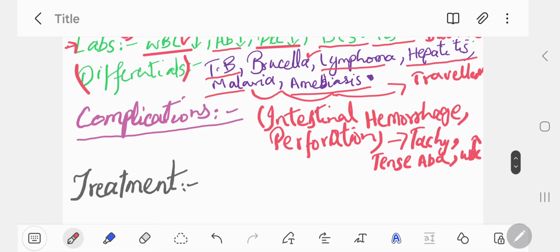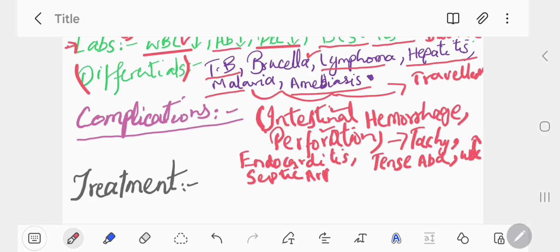There are some other complications that are less common, and the important complications are these: intestinal hemorrhage and perforation. Furthermore, it can also cause endocarditis, septic arthritis, and osteomyelitis.